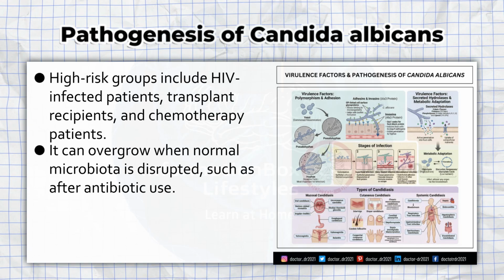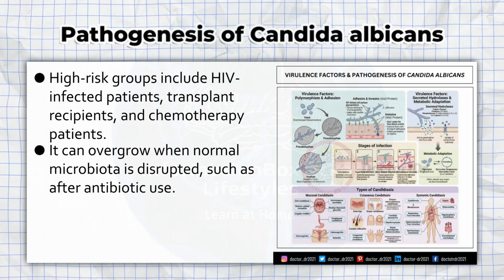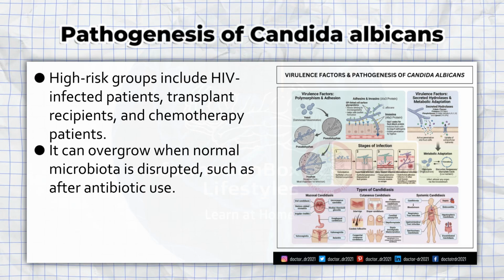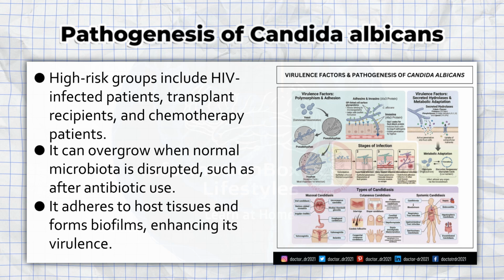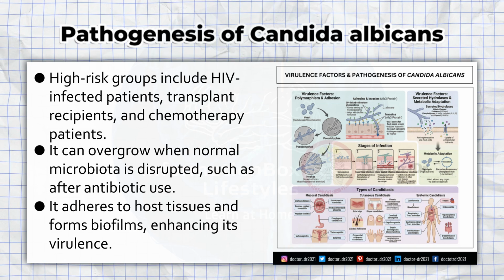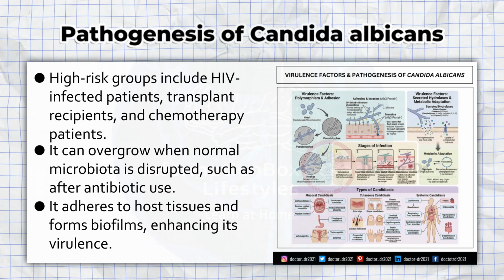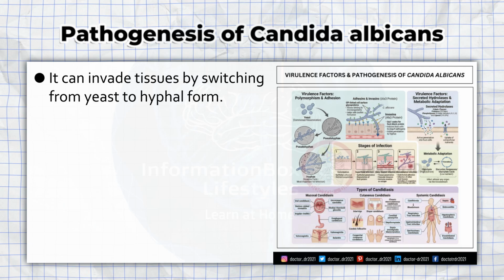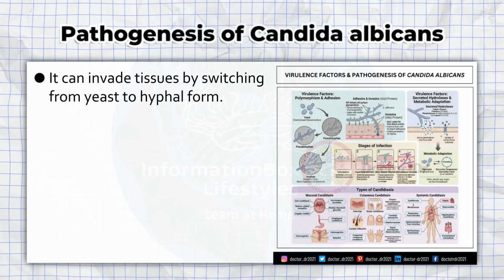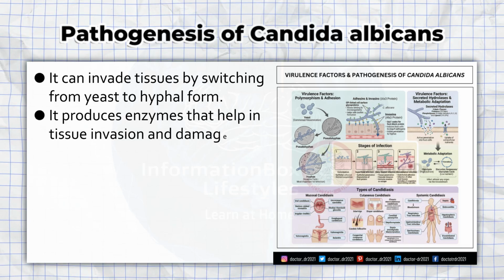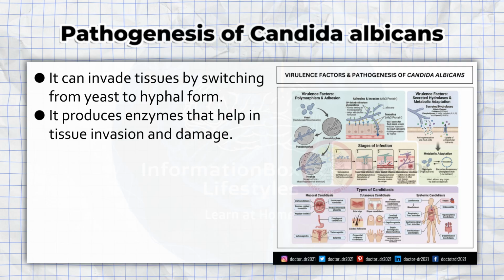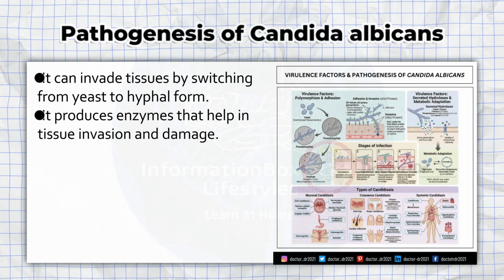It can overgrow when normal microbiota is disrupted, such as after antibiotic use. It adheres to host tissues and forms biofilms, enhancing its virulence. It can invade tissues by switching from yeast to hyphal form. It produces enzymes that help in tissue invasion and damage.